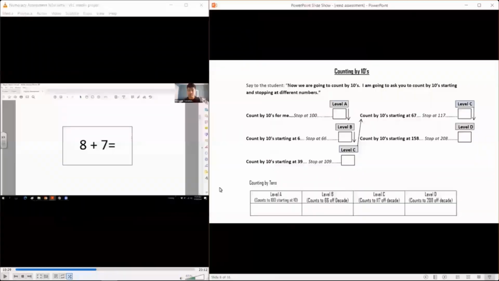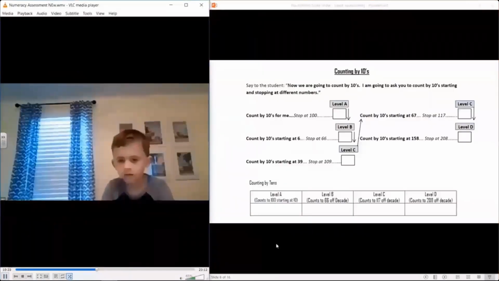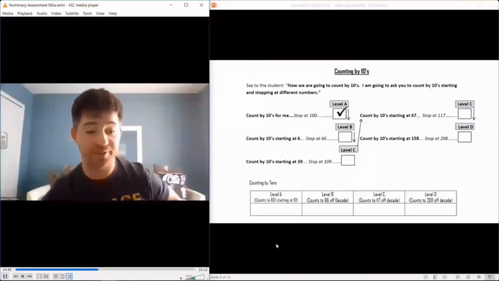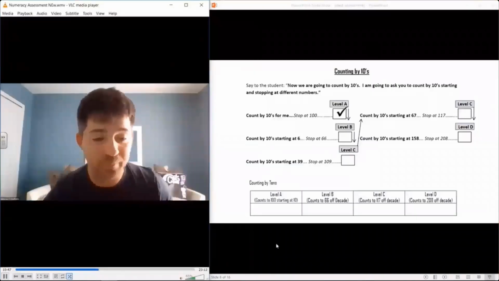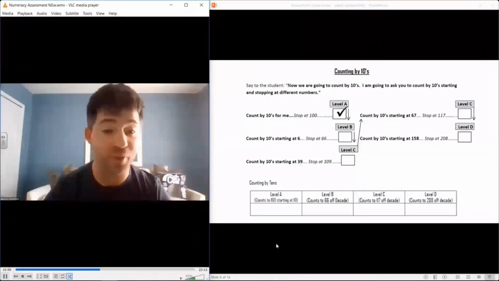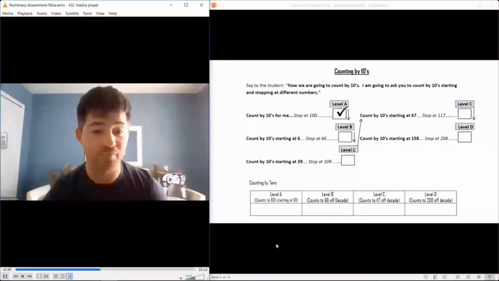For me, count by tens for me. 10, 20, 30, 40, 50, 60, 70, 80, 90, 100. All right. Can you count by tens starting at 6 for me? Starting at 6. 6, 12. But do you say counting by sixes? No, I want you to count by tens, but I want you to start at the number 6 for me.